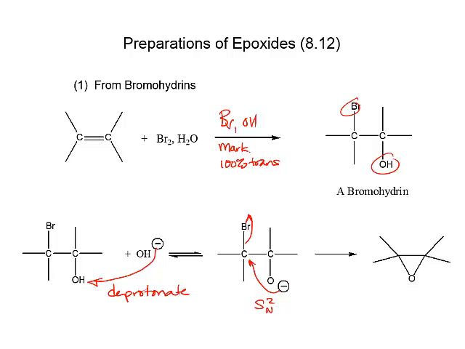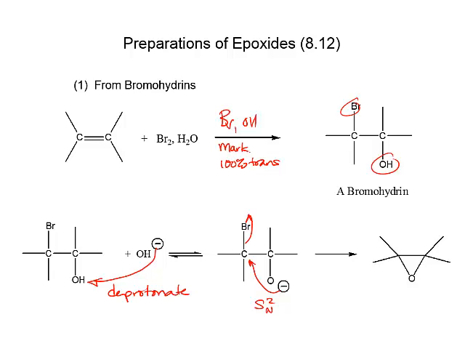So even in a ring, because I added the Br and the OH trans, the alkoxide will be trans to the bromine to do backside attack. And when it does that, you end up with the epoxide. So this really only works because the bromohydrin is trans to begin with. So that's one way to make an epoxide.